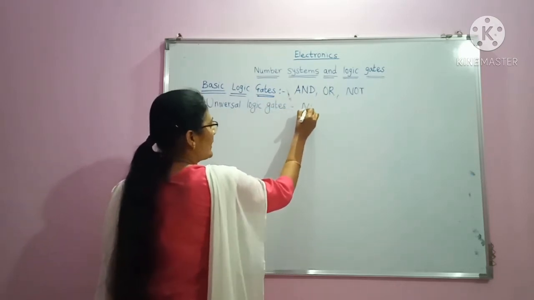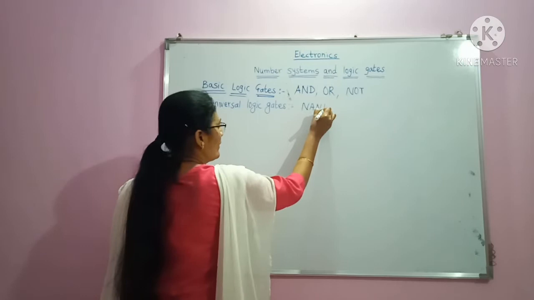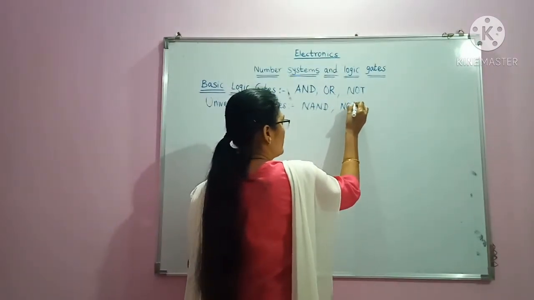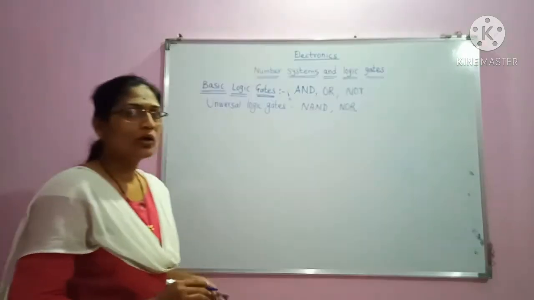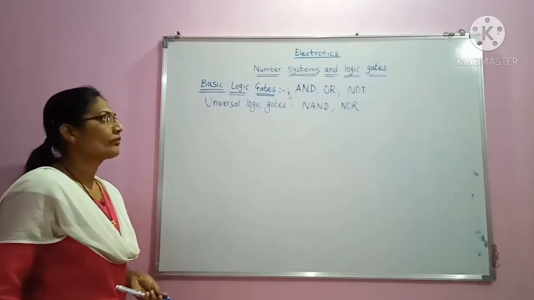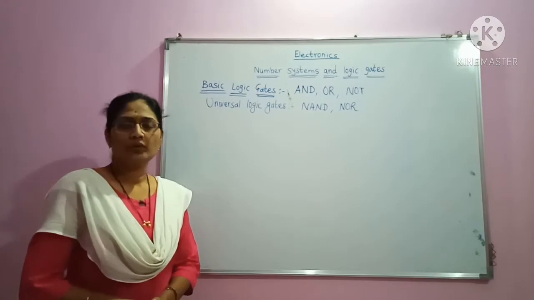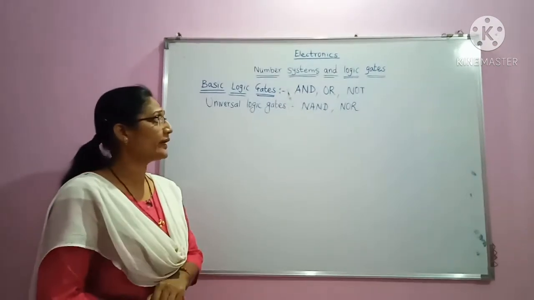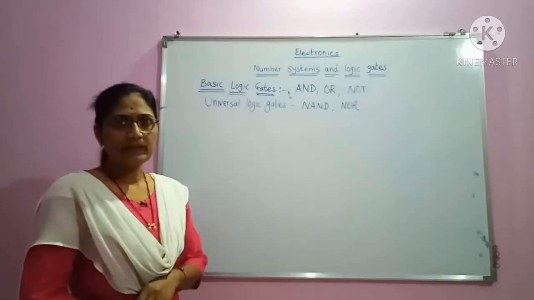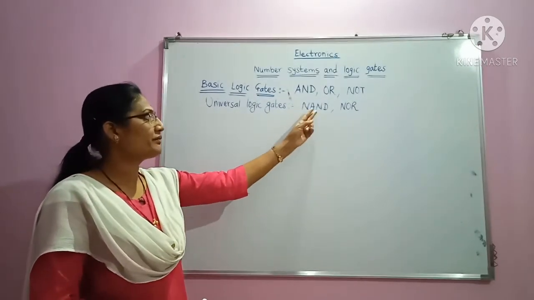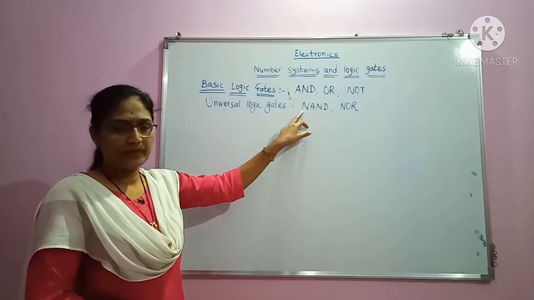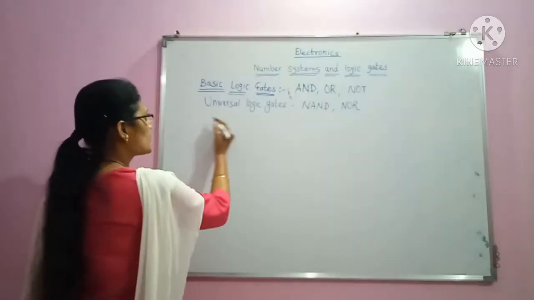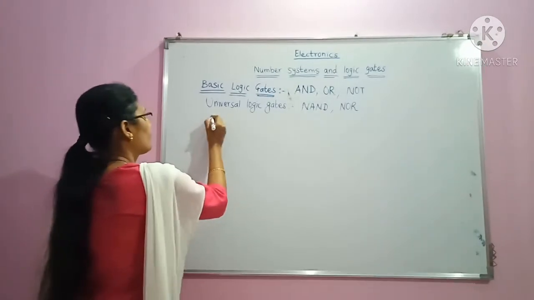and these are NAND gate and NOR gate. During our last lecture, we have seen one of the universal logic gates, the NAND gate. It is an AND gate followed by a NOT gate. In today's lecture, we are going to finish our last universal gate, that is NOR gate.